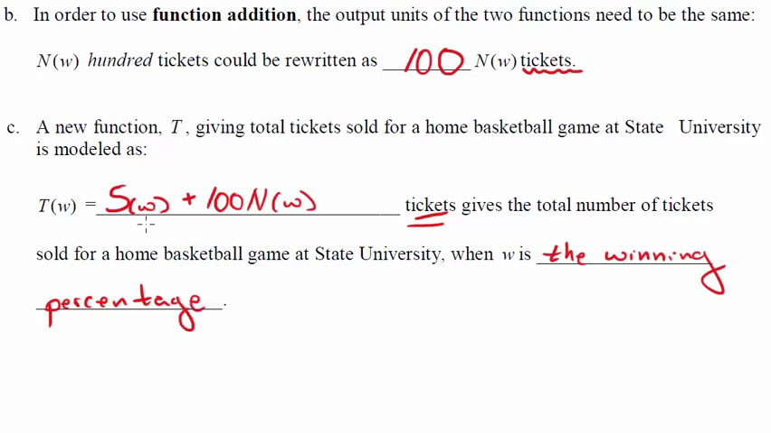So here, again, it made sense to add or subtract these two because what was going into both functions was the winning percentage, and with a little bit of work, what's coming out of both functions is going to be the number of tickets.